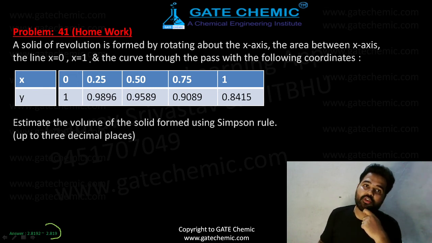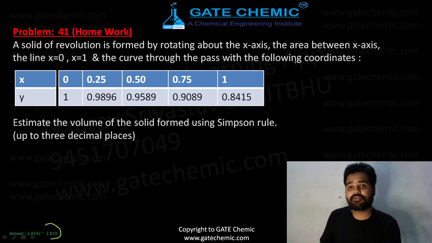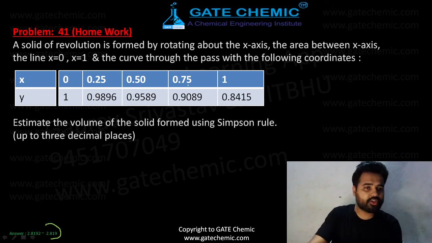A solid of revolution is formed by rotating about the x-axis the area between the x-axis, the lines x equals 0 to x equals 1, and the curve passing through the following coordinates. X and y are given. Estimate the volume of the solid formed using Simpson's rule. That means you have to apply Simpson's one third here. So it's also very, very easy, beta.